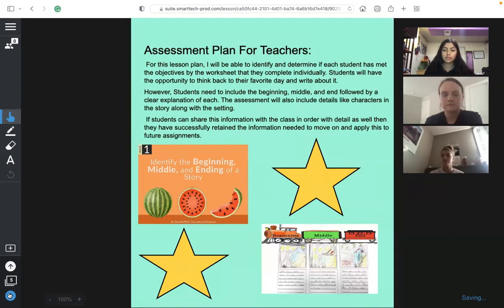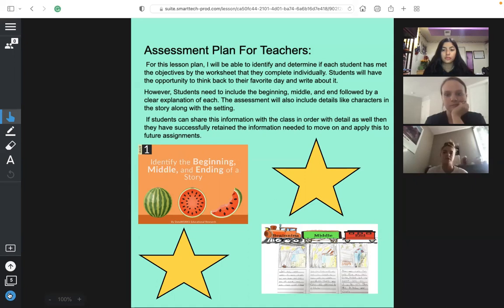And then the assessment plan for teachers is I will be able to identify and determine if each student has met the objectives by the worksheet that they complete individually, by seeing if they met the criteria and seeing if they can identify the beginning, middle, and end, and if it's accurate.